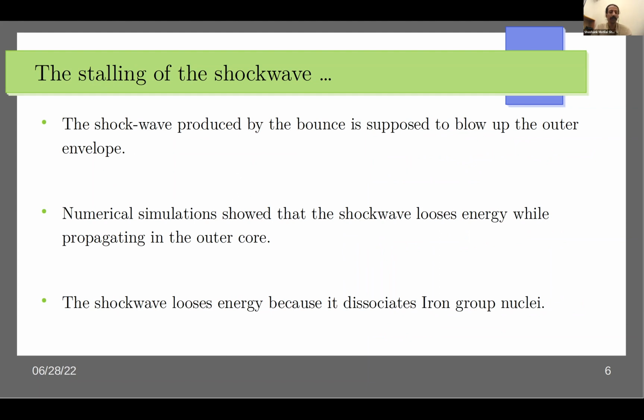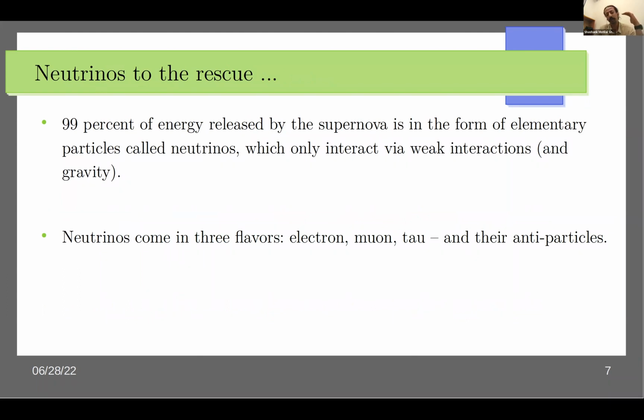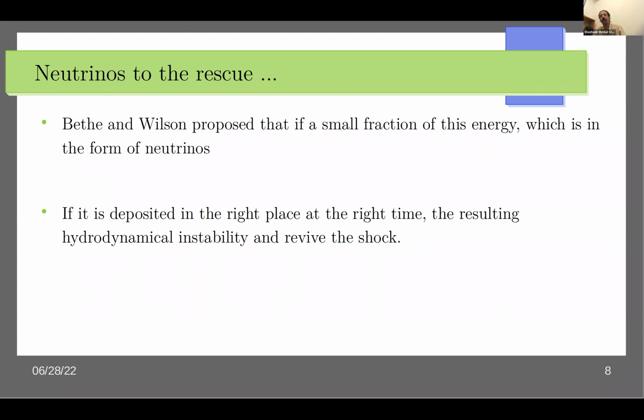But when numerical simulations of core collapse supernovae were done, it was realized that the shock wave loses energy while traveling through the outer core because it dissociates the iron group nuclei. Because of that, the shock stalls. To resolve this issue, neutrinos are helpful. In core collapse supernovae, 99% of the energy is released in the form of neutrinos. All flavors of neutrinos and their antiparticles are emitted by this collapsing core. What Bethe and Wilson proposed is that if a small fraction of this energy is deposited in the right place at the right time, then this can lead to hydrodynamical instabilities, which would revive the shock.